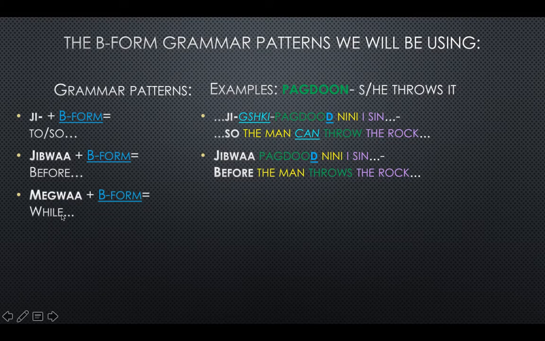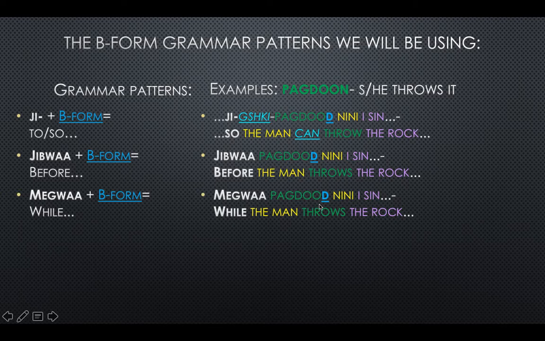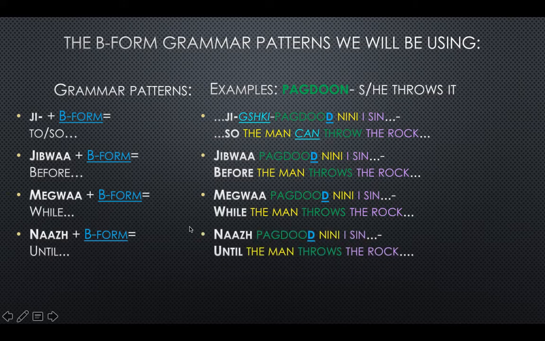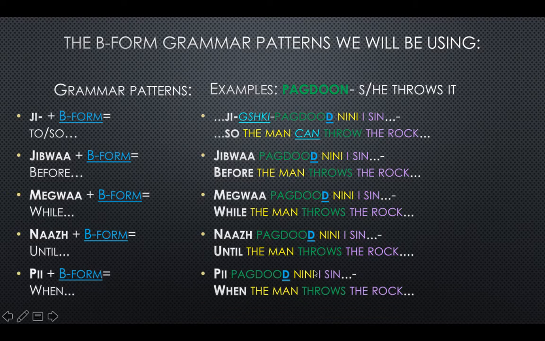Megwa plus B form means while. Megwa pug dot nine isin, while the man throws the rock. Naj plus B form means until. Naj pug dot nine isin means until the man throws the rock. And lastly, P plus B form means when. P pug dot nine isin, when the man throws the rock. So those are all color coded there for you. And again, you can find a lot of these grammar patterns in the dictionary. Just got to know how to find them. A lot of these are adverbs. Keep in mind.